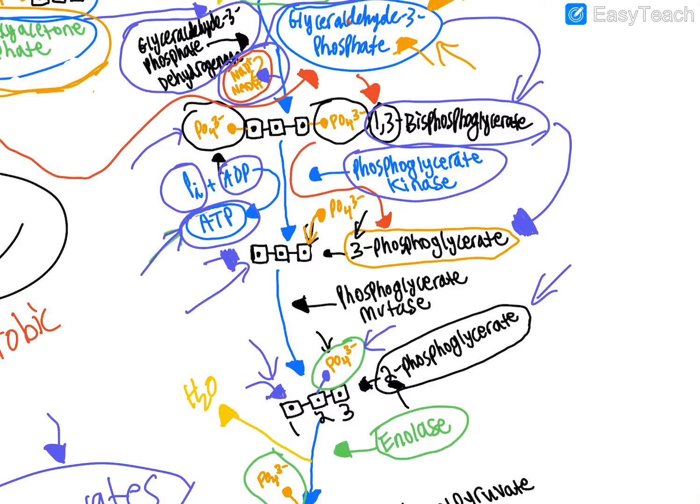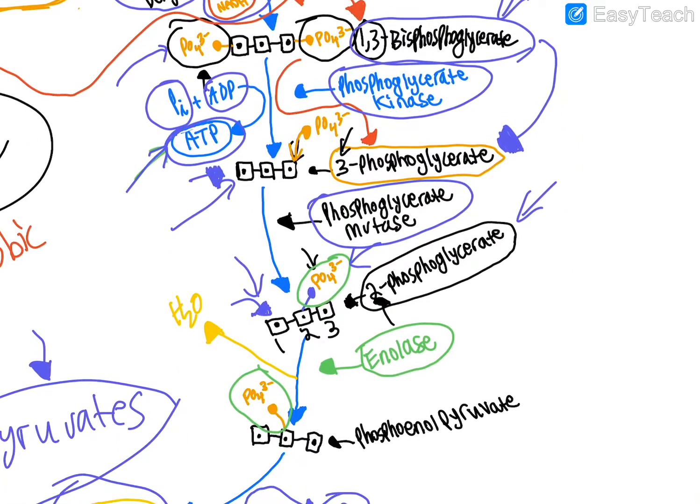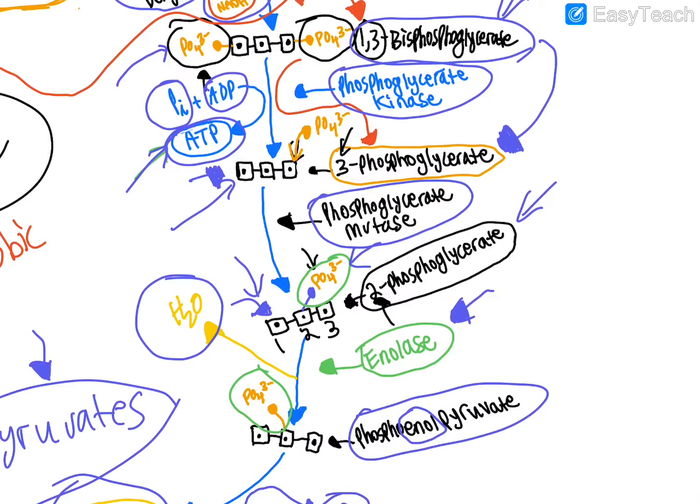The enzyme we use to convert 3-phosphoglycerate to 2-phosphoglycerate is phosphoglycerate mutase. In the second to last step, we go from 2-phosphoglycerate to phosphoenolpyruvate. A good way to remember the enzyme is you see the enol here, so enolase is used. In this step a molecule of water is lost, and the phosphate is still on the 2-carbon.